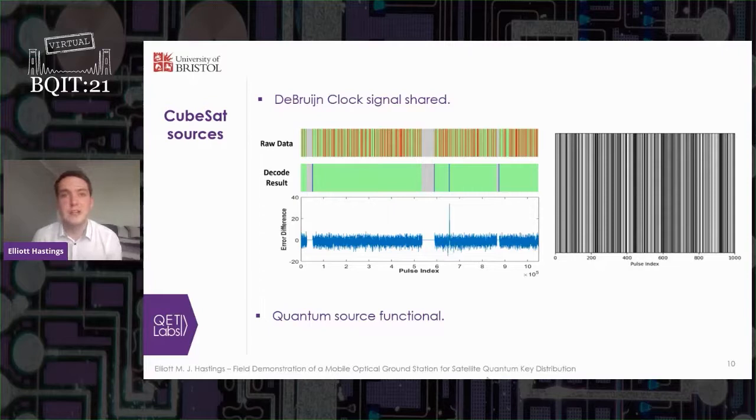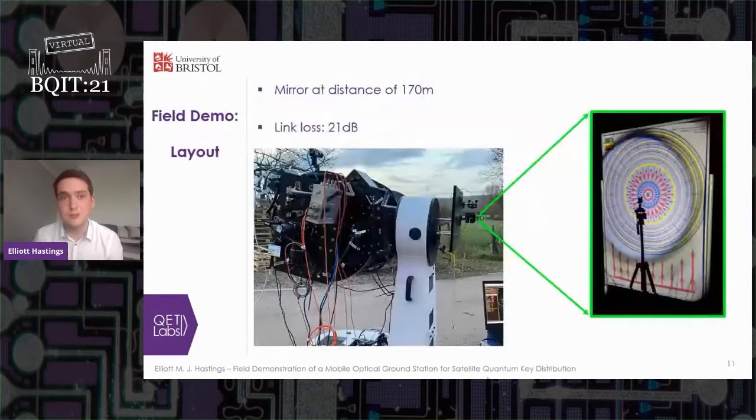Finally, we are currently testing the subsystem conditions. To do this, we set up a free space link on campus. We've mounted transmitting optics to the side of the telescope and co-aligned it with the telescope bore sight. We placed a mirror at a distance of 170 meters in front of a beautiful target and reflected some of the light back towards the telescope. The overall loss in the link was measured to be around 21 dB.